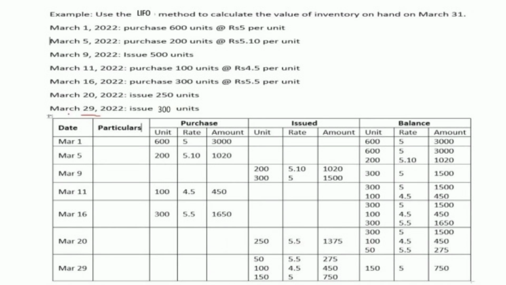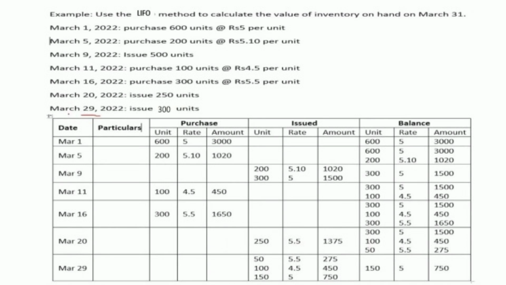Now we go towards the second entry, on March 5. The company purchased 200 units at rupees 5.10 per unit. Another 200 units were purchased. The rate of 1 unit is 5 rupees 10 paise, so 200 multiplied by 5.10 gives an inventory of rupees 1020. If you do not change the order here, then the first inventory here is rupees 600.